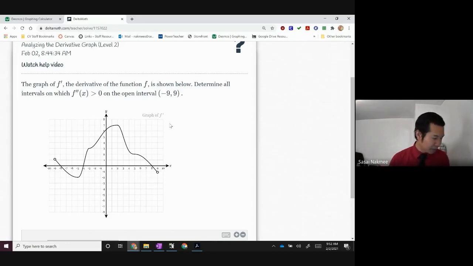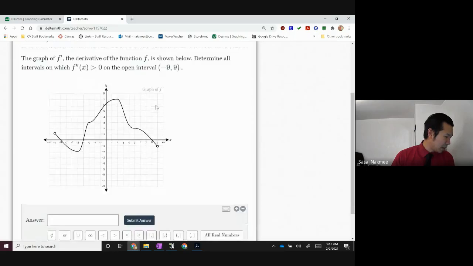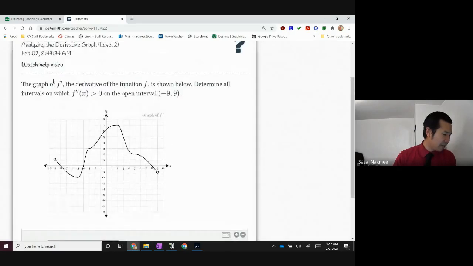All right. If not, I'm going to screenshot this and put it onto the other screen. But see here, it's asking us, right? This is the graph of the derivative. This is not the graph of the function. This is the graph of the derivative of a function. So this is a graph of f prime. It's not a graph of f. It's the graph of the derivative. Determine all intervals on which the second derivative is greater than 0.